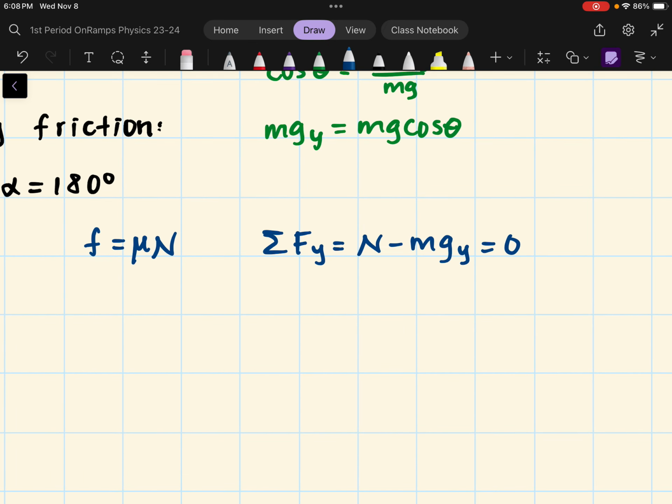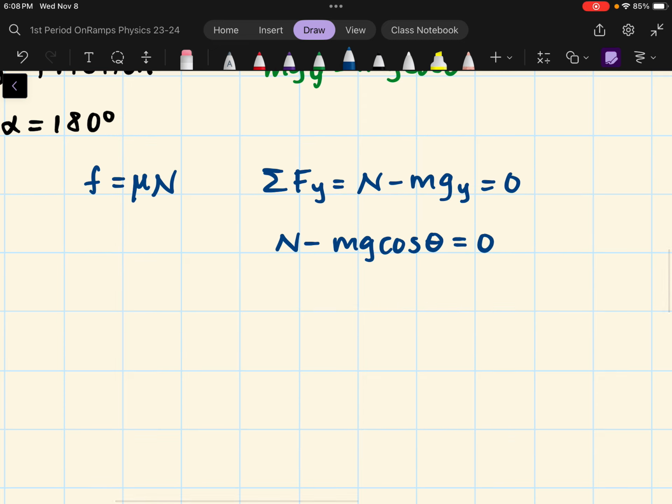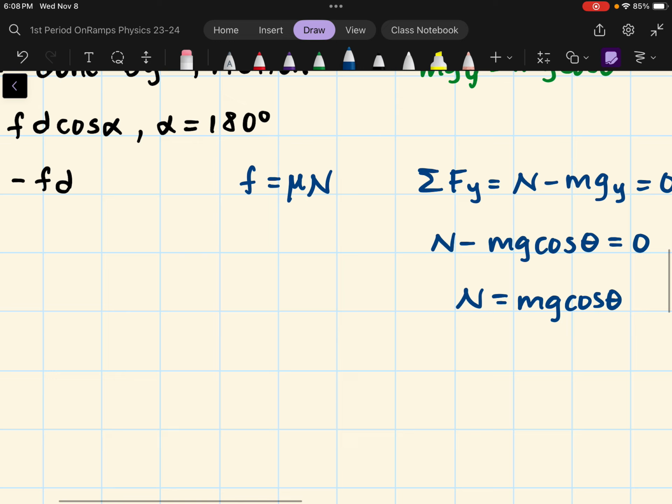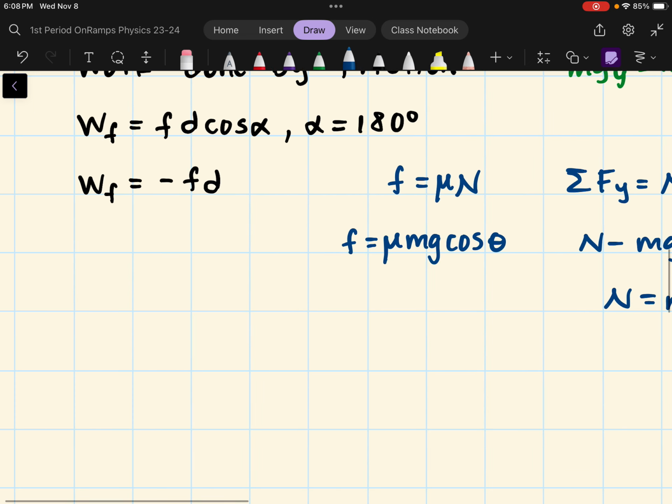So now I can say that the normal force minus mg cosine of theta is equal to 0. I solve for normal force. Normal force is equal to mg cosine theta. Therefore, my frictional force is going to be coefficient of friction times mg cosine theta. Now we can find the work done by the force of friction.